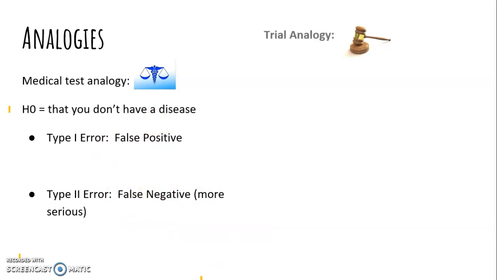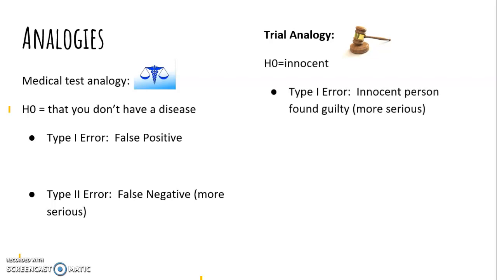I like this next analogy because it goes with the trial analogy like I've been using all along. The null is that you're innocent. So a type 1 error would be rejecting the null, rejecting innocence, which means you would find the defendant guilty. That's pretty serious. It's sending an innocent person to jail. Whereas a type 2 error is if you fail to reject the null. You don't reject that they're innocent. So you're saying they're not guilty when they really are guilty. So you're letting a guilty person go free. I think both of those could be considered serious, especially if it's a capital crime like murder.